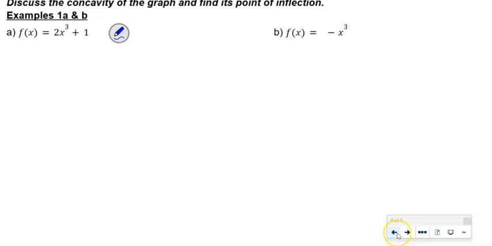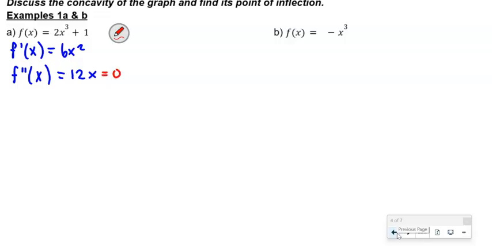So here we go. On our first one, we're just going to take the first derivative. That's going to be 3 times 2, that's 6x squared, and of course the plus 1 goes away, because the derivative of a constant is 0. Then we take our second derivative, and that's going to give us 12x. Now we set this equal to 0 like we've been doing, and divide by 12.